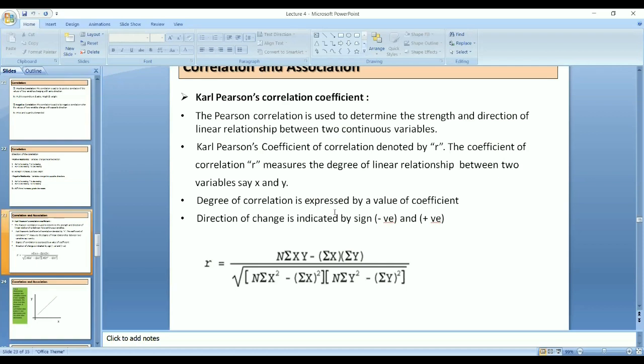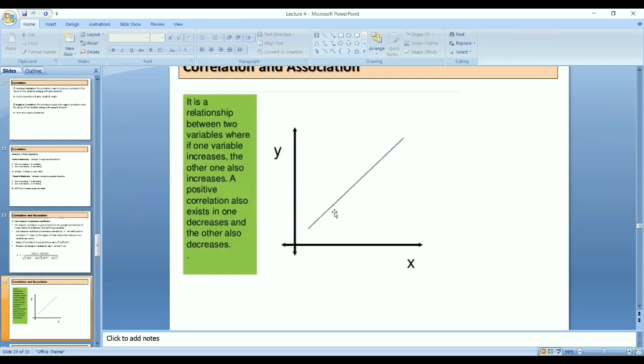So you can note down this formula, because when we see the example, you have to substitute all the values in the formula, then we will get the value for r. So we can decide whether there is a correlation or not. If it is a negative value, there is a negative correlation. If both the values are increasing, you can see the graph like this.